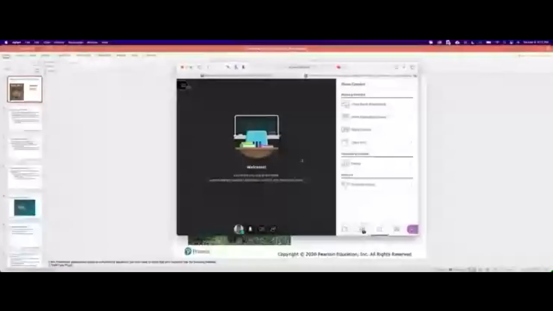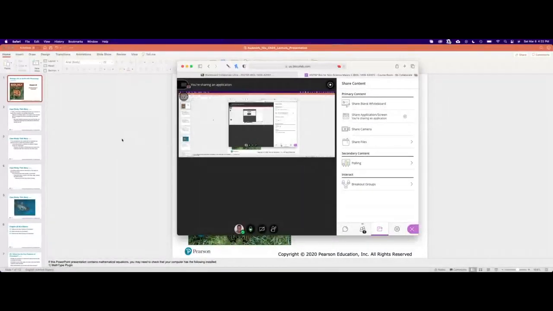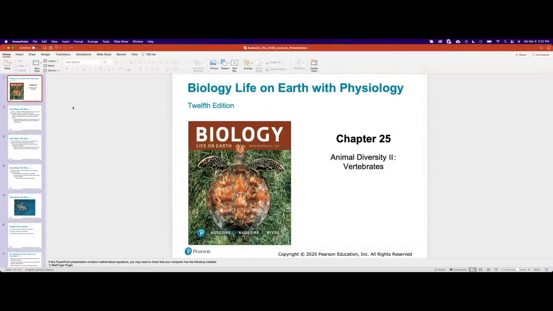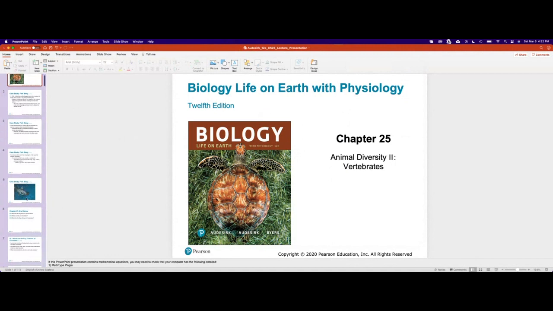Today we're going to be looking at chapter 25 in the Biology: Life on Earth textbook. We're continuing our two-part series on animals. Early on we looked at diversity of plants, and then last time we looked at diversity of invertebrates. But now we're going to be looking at the diversity of vertebrates specifically. So this is chapter 25, Animal Diversity Part 2.